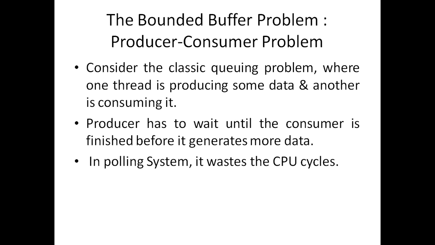Consider the classic queuing problem where one thread is producing some data, which we call the producer process, and another is consuming it, which we call the consumer process. The producer has to wait until the consumer is finished before it generates more data. So here is one restriction: when the producer produces one item, the consumer has to consume it. Until and unless the consumer consumes the produced item, the producer will not go for producing more data items.